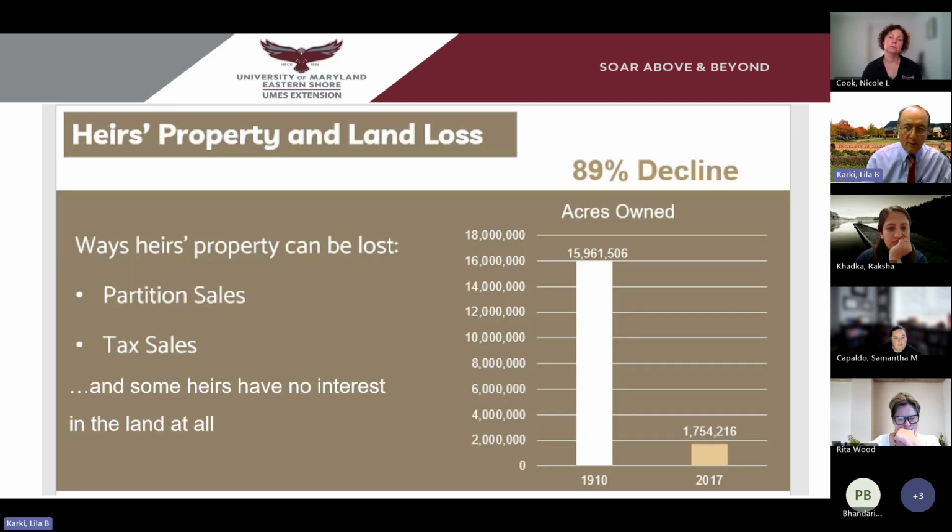And let me show one figure here, taken at two different points in time. One is in 1910 and the second is 2017. And between these 107 years, about 89% of land was lost. In other words, it declined from the ownership. This figure shows the land owned by African American families, who had nearly 16 million acres of land in 1910, and that happened to be less than 2 million in the agricultural census taken in 2017. That is a loss of 89% of the land. How was that lost? Mostly because of partition sales and tax sales.